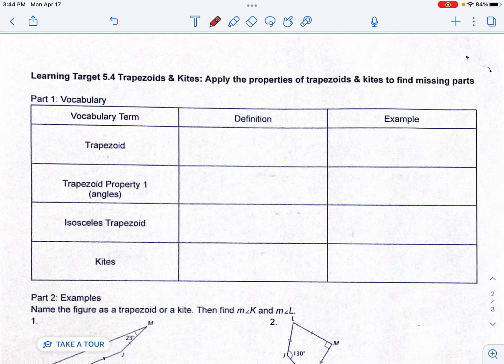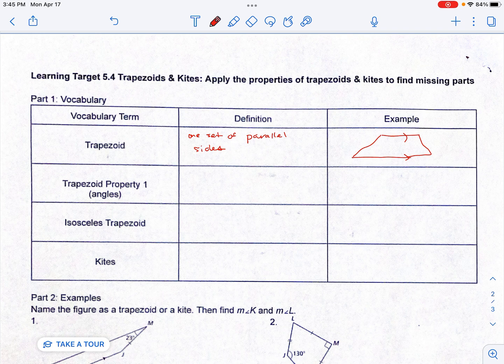Learning target 5-4, trapezoids and kites. We have another set of quadrilaterals that we're going to be looking at. A trapezoid, by definition, is one set of parallel sides, as I start to write parallelograms. So our picture is going to look something like this. And remember that the arrows are representing your parallel sides. Those side lengths do not have to all be the same. It's just how it is.